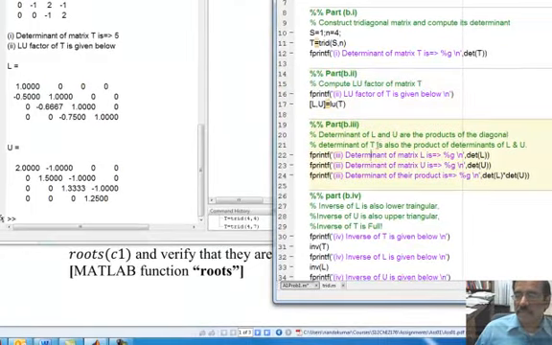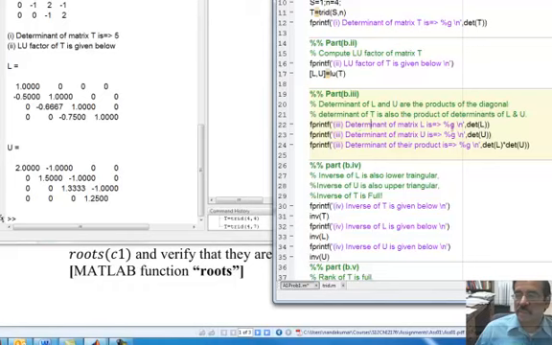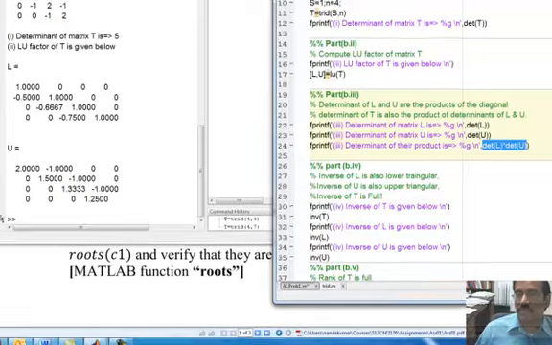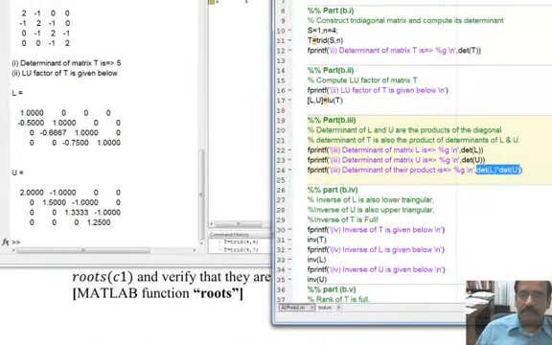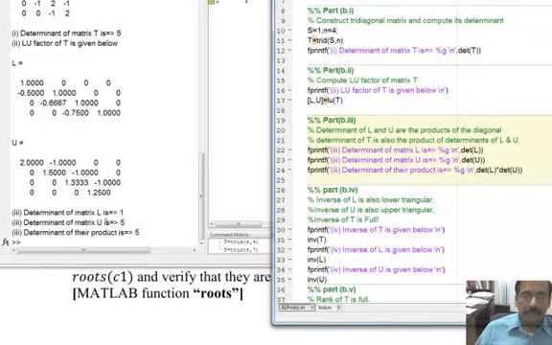And if you go to the next section, here we are calculating the determinant of the lower triangular matrix, the determinant of the upper triangular matrix, and the product of the 2 determinants, which must be the same as the determinant of the original matrix T. So if you execute this part, see the determinant of L is 1, because it has only 1s on the diagonal. The determinant of a lower triangular matrix is the product of all the diagonals. The same thing for an upper triangular matrix. It's a product of all the diagonal elements.